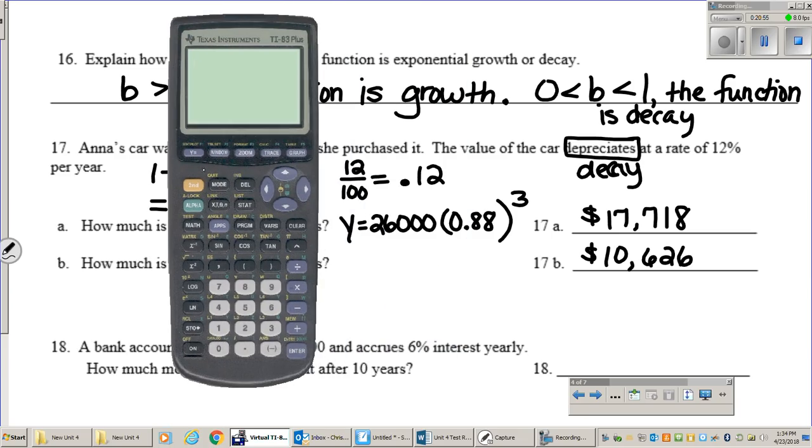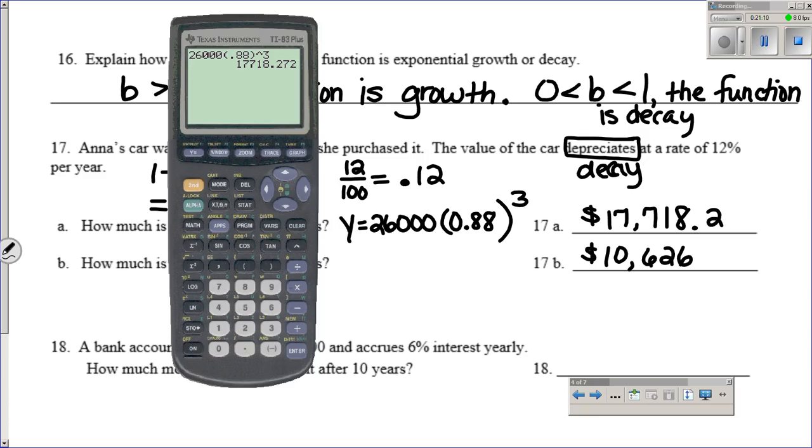Now, if you don't feel comfortable using the table of values, you can just calculate this on your main calculator screen. You would just type in the 26,000 times the 0.88 raised to the third power, and that's going to give you your answer for part A. And then if we round, and if you do cents, this would be 27 cents. If it does not specify what to round to, we are okay with you rounding to the nearest dollar or to the nearest cent as long as you round correctly.